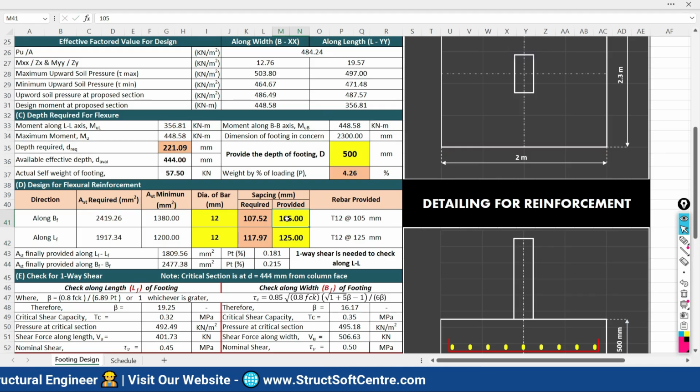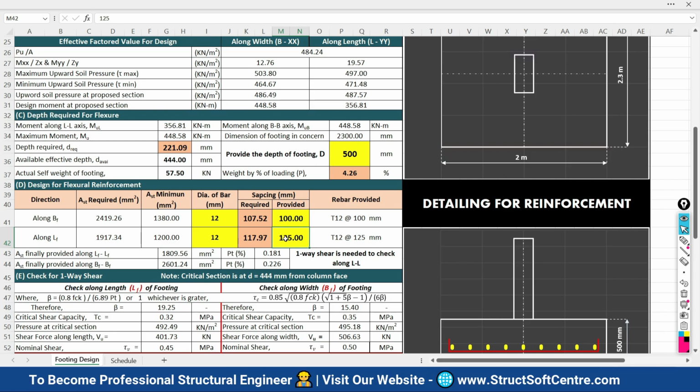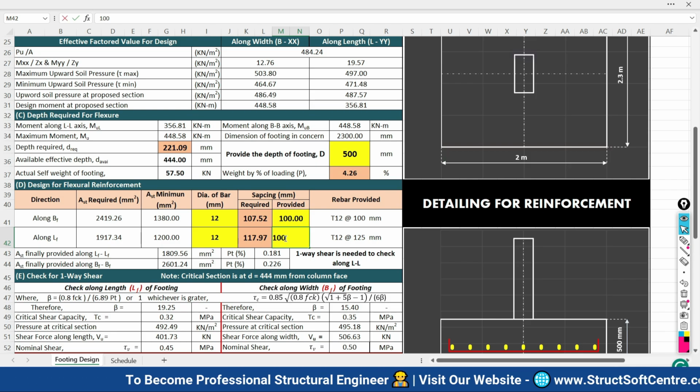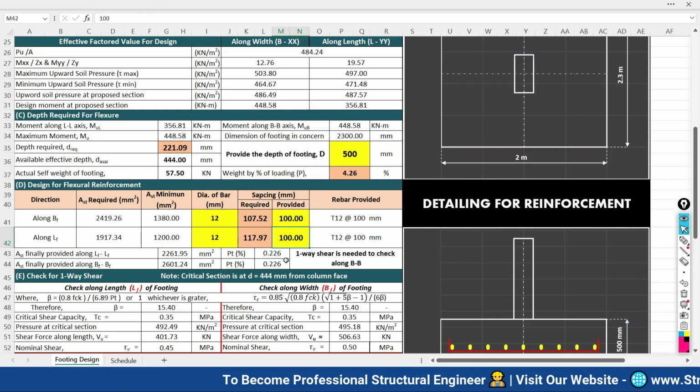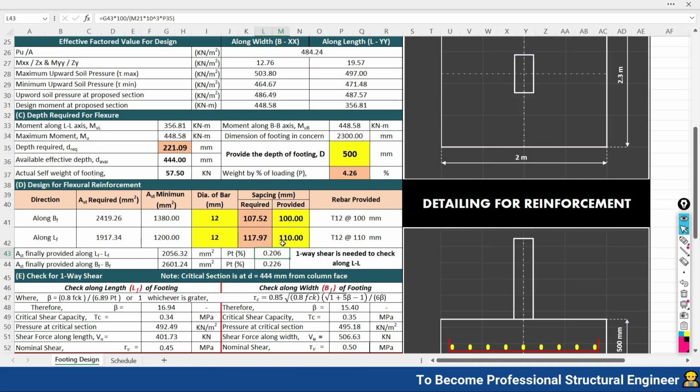No, I am going to provide the spacing as 100. And here I would like to take the spacing of 100. You will say, sir, we can take the spacing as 110. That will also be correct, but for the site consideration it will be difficult to execute. That's why we are going to take it as 100.